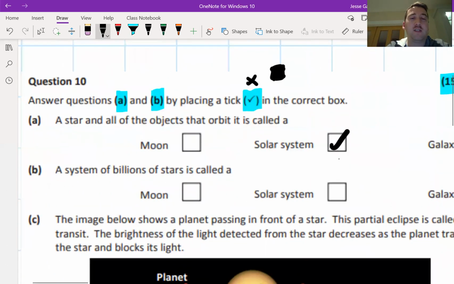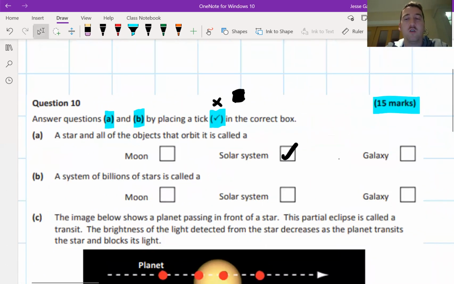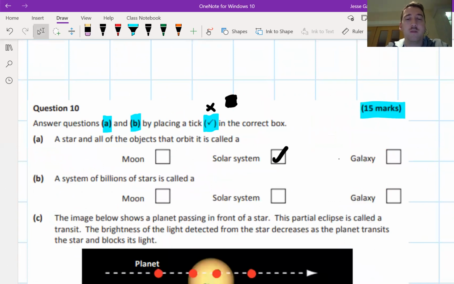The next one, a system of billions of stars is called, so which of them is this? Pause the video and tick the right box. Well, we definitely know it's not a moon. I hope you know it's not a moon. We've ruled out solar system, so the one that's left is galaxy. So again, you could have known either of these answers here, really, what a galaxy is or what a solar system is. And if not, you could have read the question really carefully and figured it out.